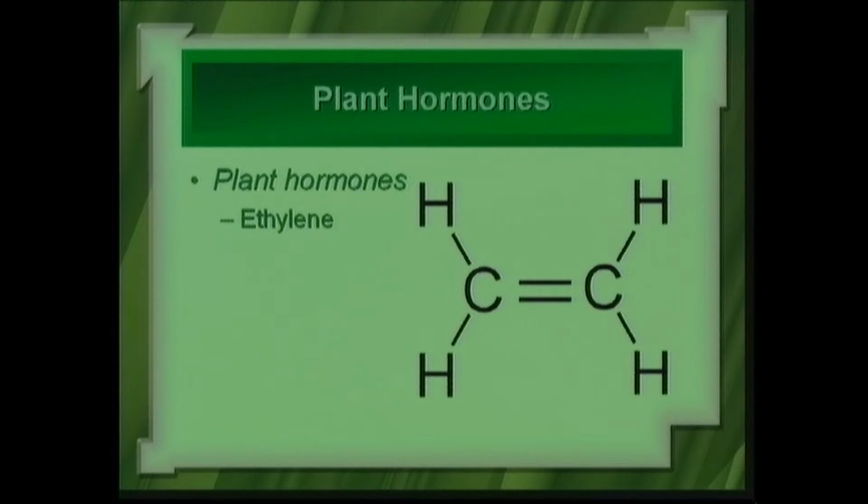Here on the screen we have a nice depiction of the chemical structure of ethylene. A very simple molecule. It just has 2 carbons and 4 hydrogens, the 2 carbons double bonded to each other. Remember, carbon likes to make 4 bonds, right? So each of the carbons has 2 hydrogens bonded to it plus a double bond to another carbon.